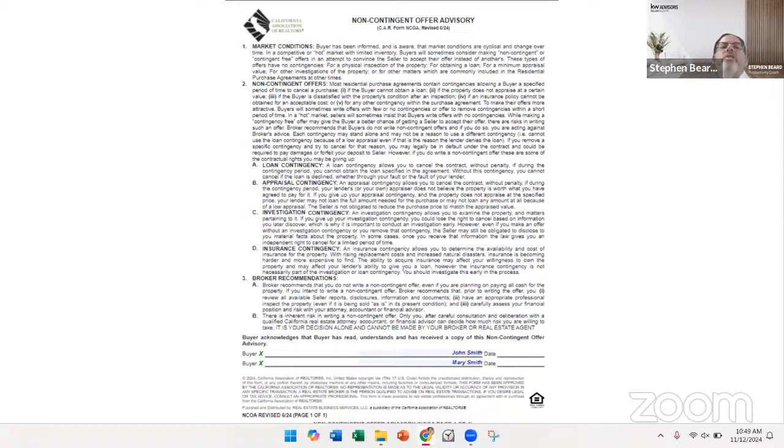No, this is an advisory. This document tells the buyer the implications of giving up their rights, giving up their contingencies. They still have contractual rights. The seller still needs to perform. One element of seller performance is disclosing everything they know about the property. So the contract has performance on both sides.